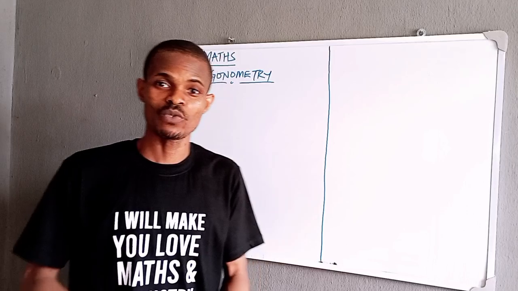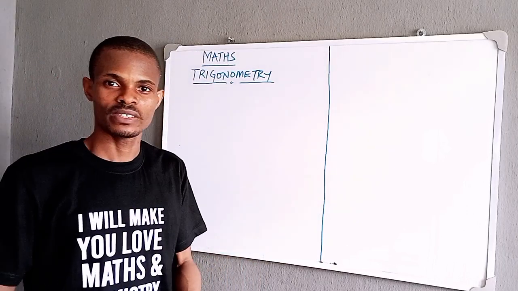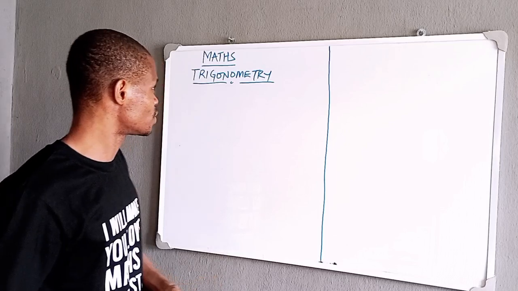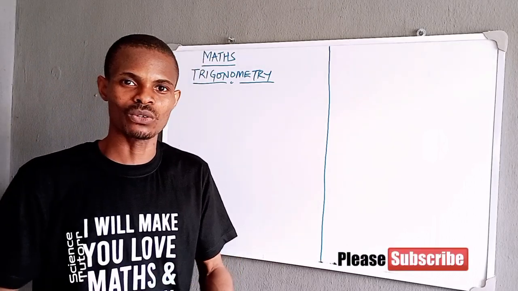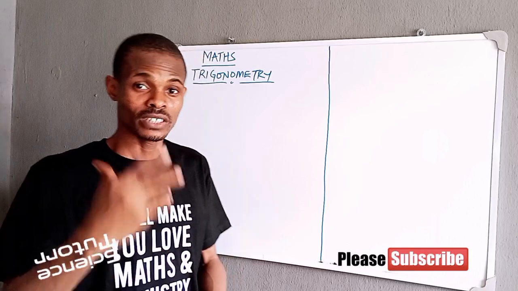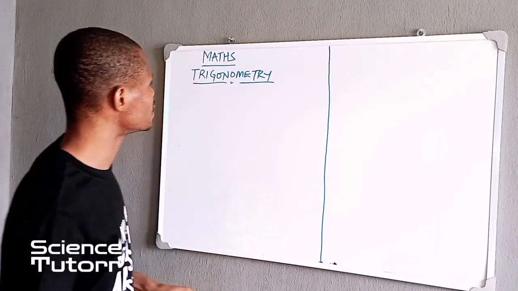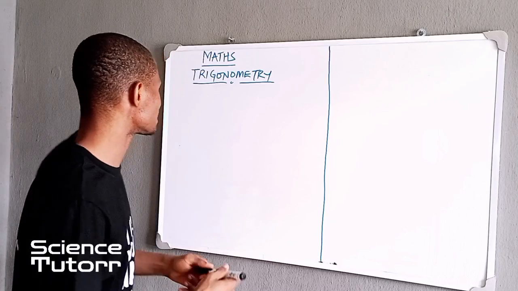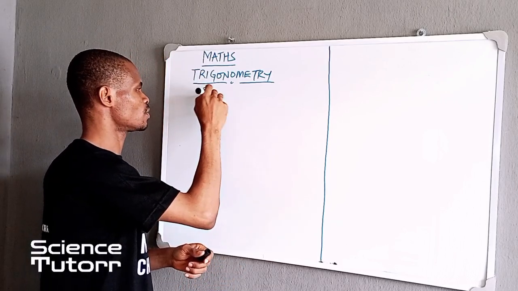So in today's video we shall be looking at a new topic, trigonometry. What is trigonometry talking about? It is simply the branch of mathematics that studies triangles, basically triangles, in relation to their sides and angles. So we shall begin with a very vital aspect we call the Pythagoras Theorem.